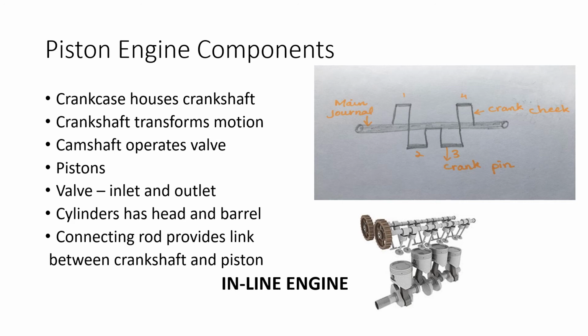Here in the drawing I have shown a crankshaft, and it has a main journal, the long rod, and then I have numbered the crank pins. There are 4 crank pins in this picture, and these lines along the crank pins are called crank cheeks. So a crankshaft has 3 main parts: main journal, crank cheek, and crank pin.